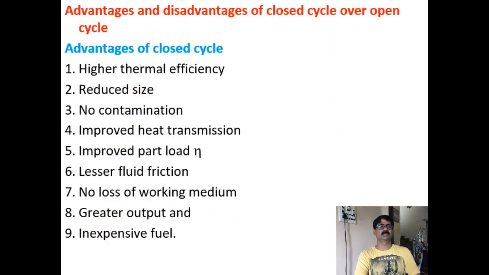Now the advantages and disadvantages of the closed cycle over the open cycle. The closed cycle has the advantages of high thermal efficiency, reduced size, and no contamination because air doesn't directly undergo combustion, it just absorbs heat in the heat exchanger. Improved heat transmission, improved part load efficiency, lesser fluid friction, no loss of working media. That means air is circulated again and again, whereas in the open cycle, every time it is let into the atmosphere and fresh air is taken. Greater output and inexpensive fuel.